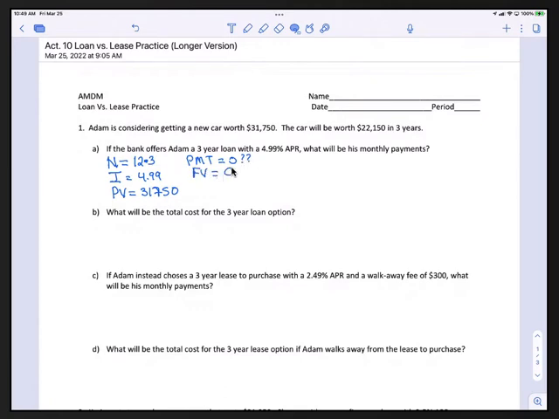The future value is 0 because when you pay this off at the end, you will have a balance of 0. And then since we're doing it monthly, both P/Y and C/Y are 12. The other thing is when you're doing payments for a car, you're paying at the end of the cycle, so you want this to be on end. And then when you put it in your calculator, you get your final answer. So your payment is $951.43.